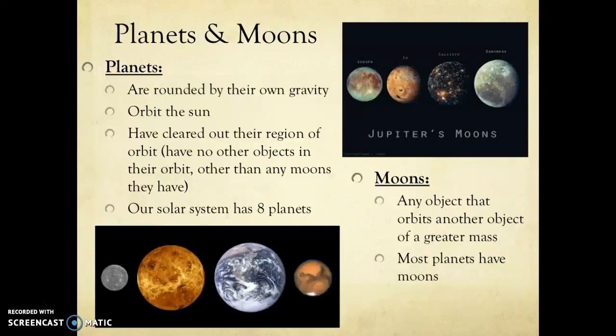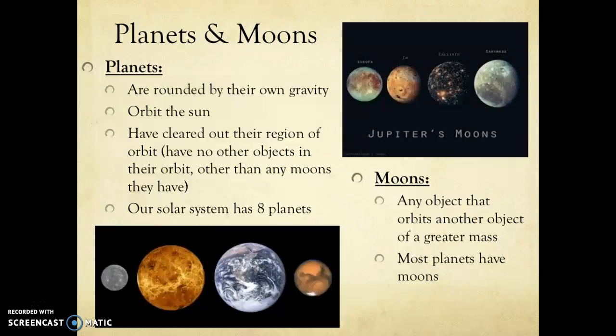Now, planets are objects that are rounded by their own gravity, so they have enough mass to have enough gravity to make themselves round. They also orbit the Sun. They've cleared out their region of orbit, so that means that within their orbit, there is nothing else there, unless it's orbiting around that planet like a moon. So there's nothing else in its path. Now, our solar system has 8 planets. We also have a few dwarf planets, which we'll talk about a little bit later.